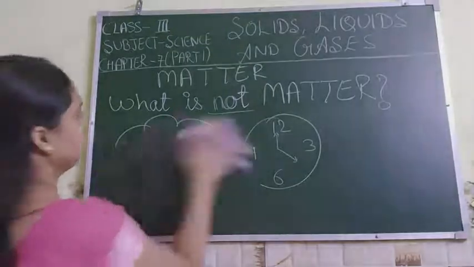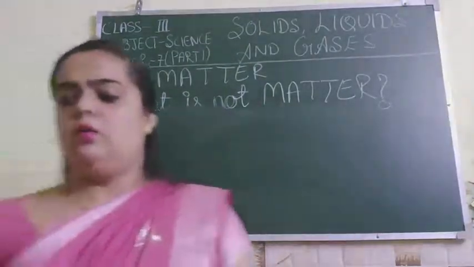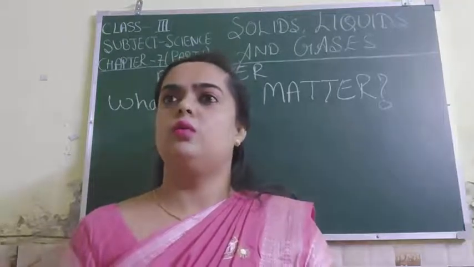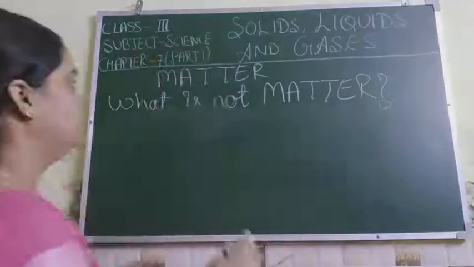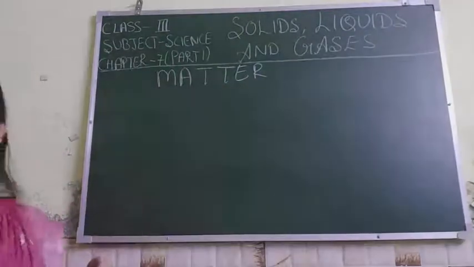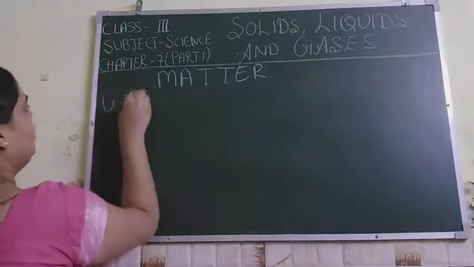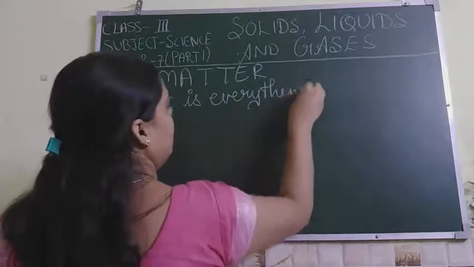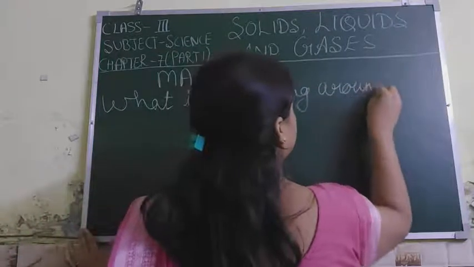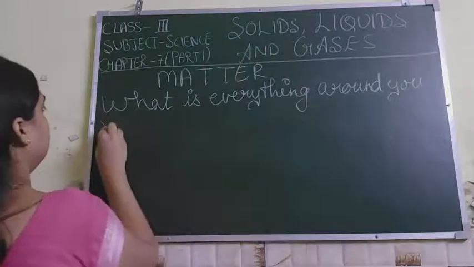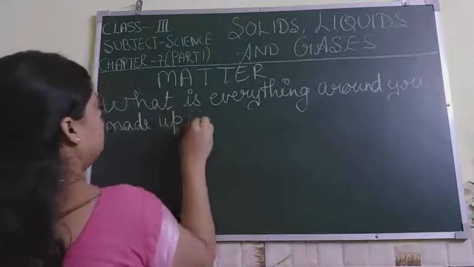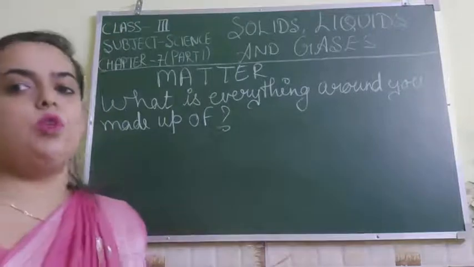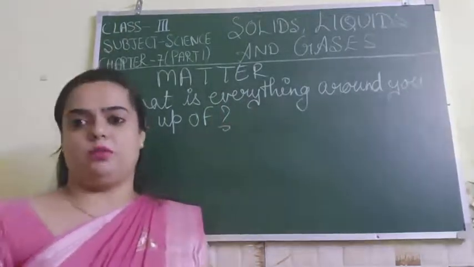Okay, now children, tell me something. We understood that everything around us is matter. Now, what is everything made up of? What is everything around you made up of? We understood that everything is matter. Now we want to know what everything is made up of.